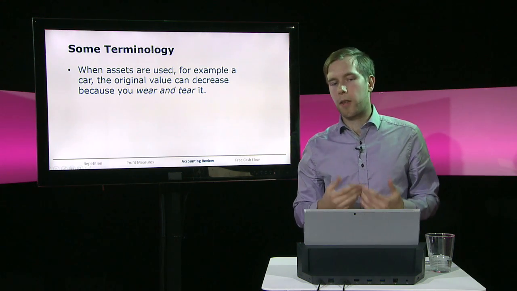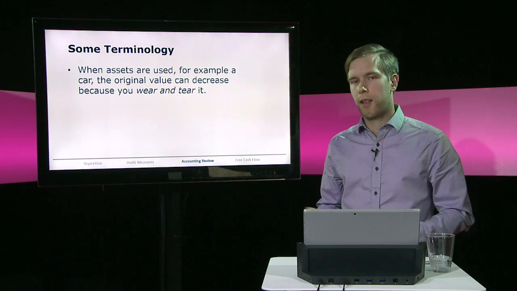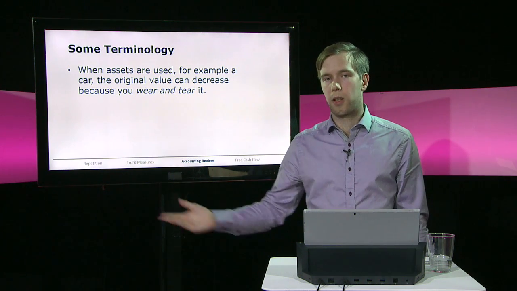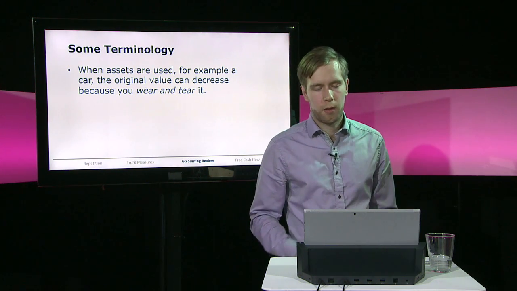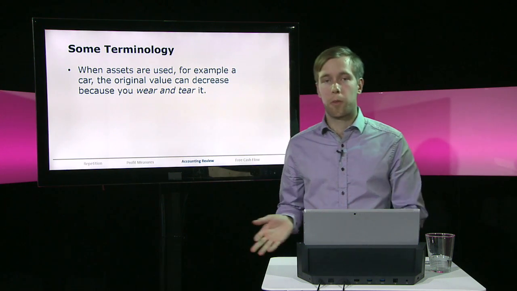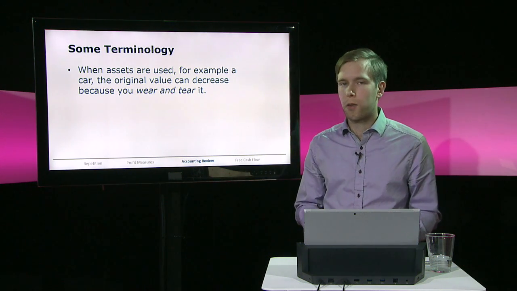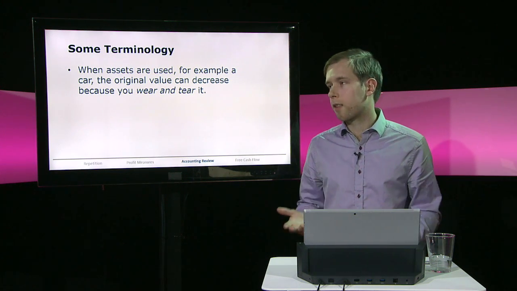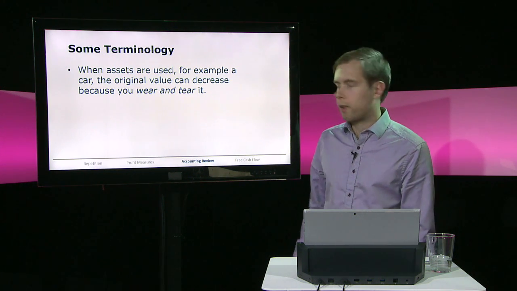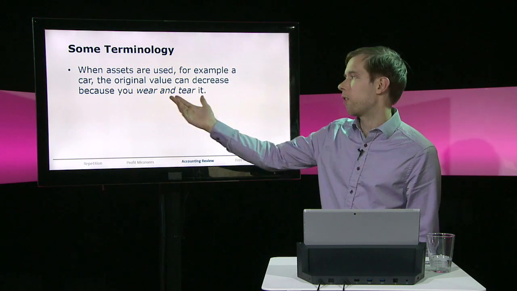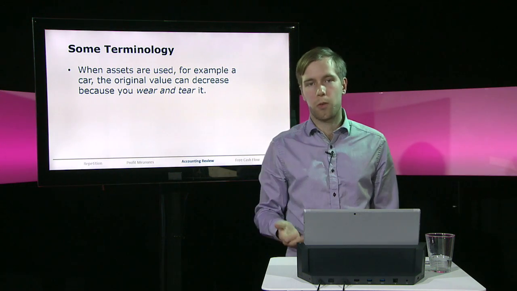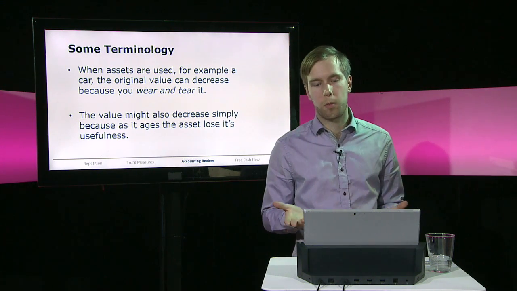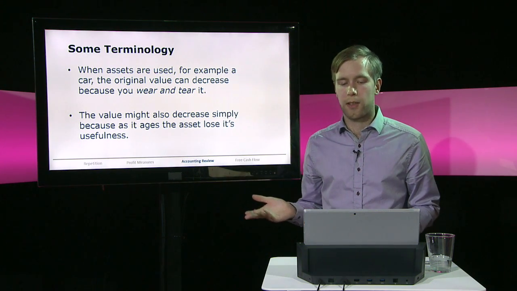So when you buy, let's say, a car for 400,000 Swedish kronor, and then you use it for several years, what's going to happen with it? Well, first of all, it's going to get old, so people won't pay as much for an old car. But also, since you use it, it's going to be used up. It loses its quality. So the original value, the value you purchased it for, can decrease because you wear and tear it. And also, the value might decrease simply because as it ages, it loses its usefulness.